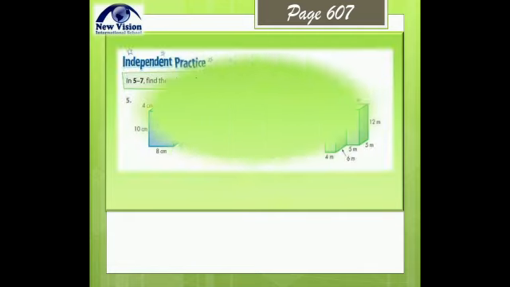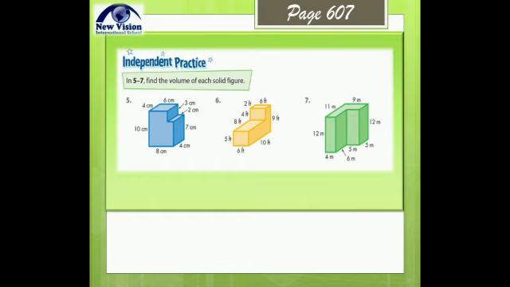Okay, it's time to check your work. Open your book now on page 607. Please check your answers while I'm discussing the lesson. Find the volume of each solid figure. So this time, I will show you two calculations. One is when you divide it horizontally, and the other one is when you divide it vertically. So either of the two is correct. Okay, let's start.